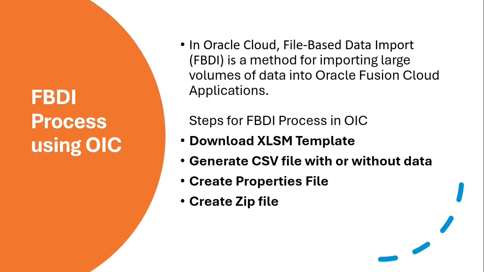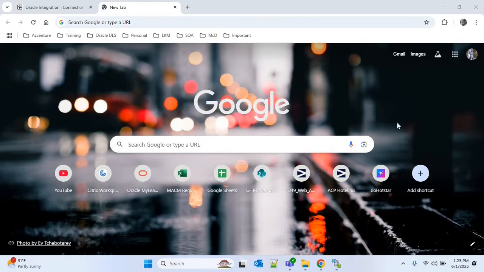After that, using the CSV file and the properties file, we have to create one zip file. And after the zip file is created, we'll upload that zip file into Oracle Cloud using the Oracle Cloud adapter, and it will create the supplier in the Oracle ERP. Now we'll follow all the steps to create the supplier in Oracle ERP.